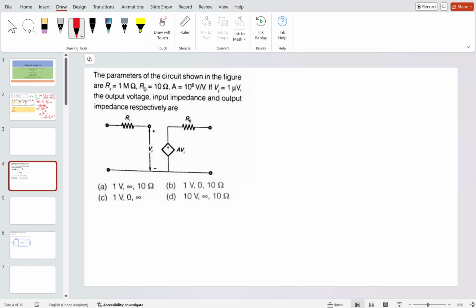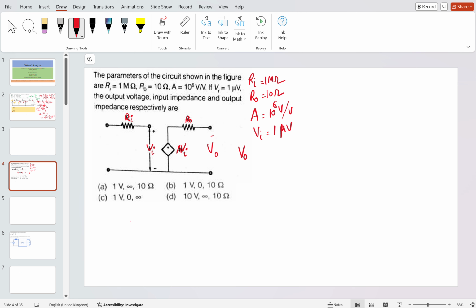Here in this problem, this is the R input, Ri, and this is the Vi, the V input, and this is the A times Vi, and this is R naught. Ri is given as 1 mega ohm. R naught is given as 10 ohm. A is the amplification factor, which is given as 10 to the power 6 divided by V, and V input is given as 1 microvolt. It is being asked the output voltage.